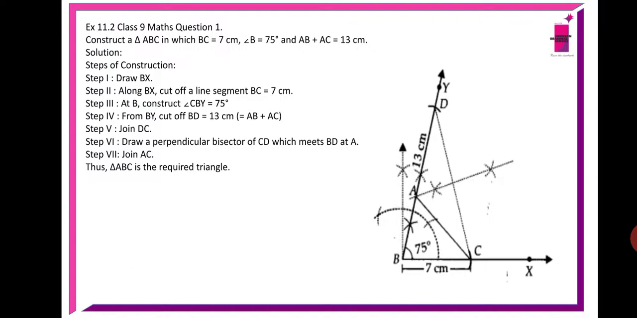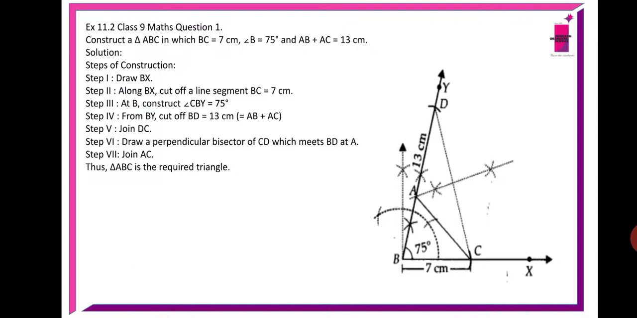First, draw BX. Along BX, cut off a line segment BC equal to 7 centimeters. At B, construct angle CBY equal to 75 degrees. Now, from BY, cut off BD equal to 13 centimeters, which is equal to the sum of the two sides, that is AB plus AC. Now, join DC.